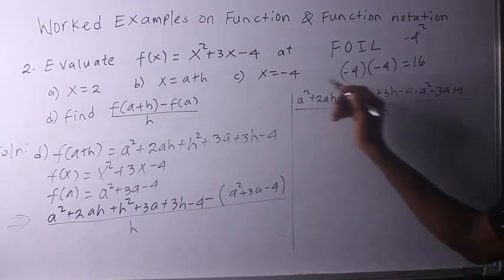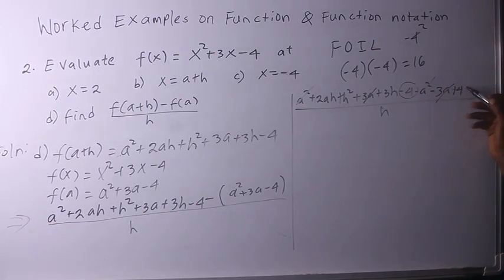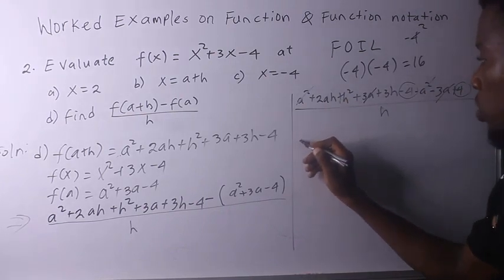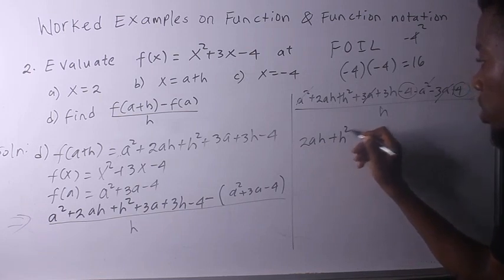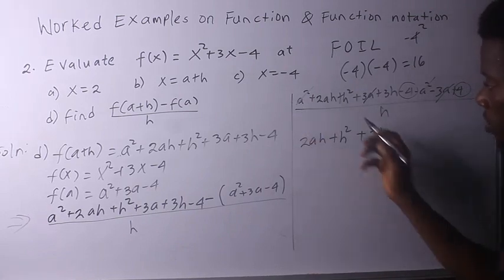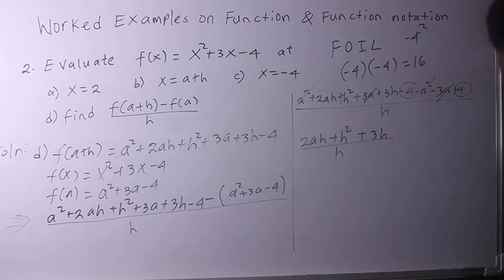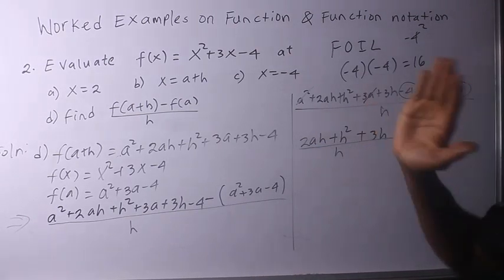Great. So observe. A squared minus a squared will cancel out because they have opposite signs and they are the same quantity. Now 3a and then negative 3a will also cancel out. Negative 4 and positive 4 will also go out. So what we will be left with is 2ah plus h squared plus 3h. That's all that will be left here. 2ah plus h squared plus 3h, all divided by h. Now we cannot leave this like this because it can still be simplified.